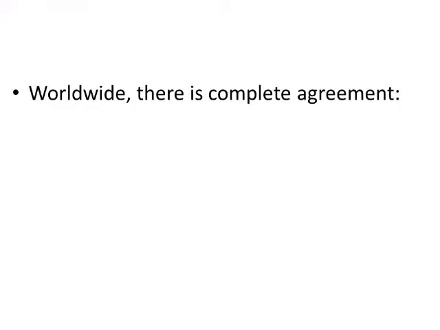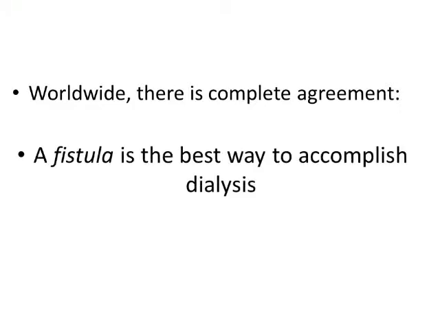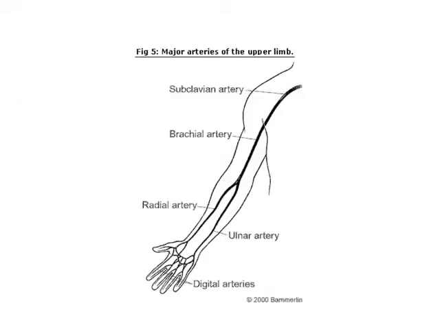Worldwide, there is complete agreement. A fistula is the best way to accomplish dialysis, and a fistula needs to be created surgically. Well, what exactly is a fistula? Now, there are a number of different names for fistula, and there are different variations on a theme, but the basic idea behind a fistula is the same for all of them.